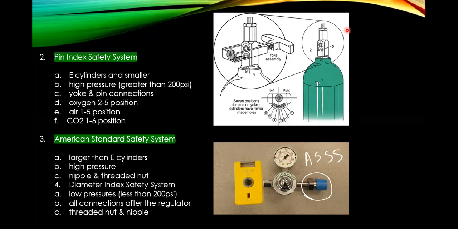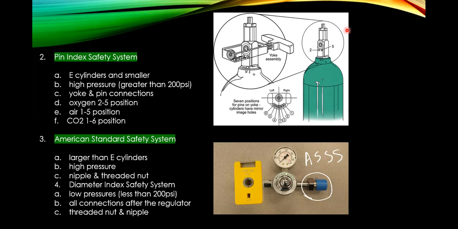So a recap, we have safety systems. The first safety system for the E cylinders and smaller is the what? The first one before these. In America, it's color coding. So color coding will be the first safety system. But if I'm colorblind, I can use the next one, which is the PISS for the little pissant tanks, right? E cylinders and smaller.